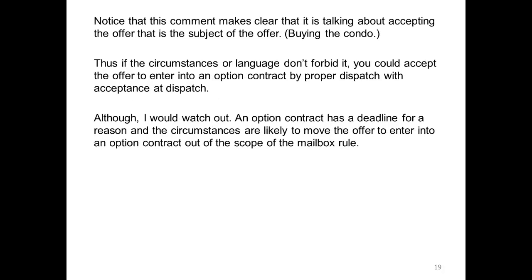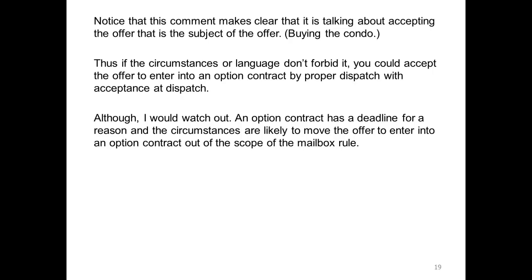Notice that this comment makes clear that it is talking about accepting the offer that is the subject of the option. So the option, in our case, buying the condo. Thus, if the circumstances or the language don't forbid it, you could accept the offer to enter into an option contract by proper dispatch, with acceptance at dispatch. But I would watch out. An option contract has a deadline for a reason, and the circumstances are likely to move the offer to enter into an option contract out of the scope of the mailbox rule.